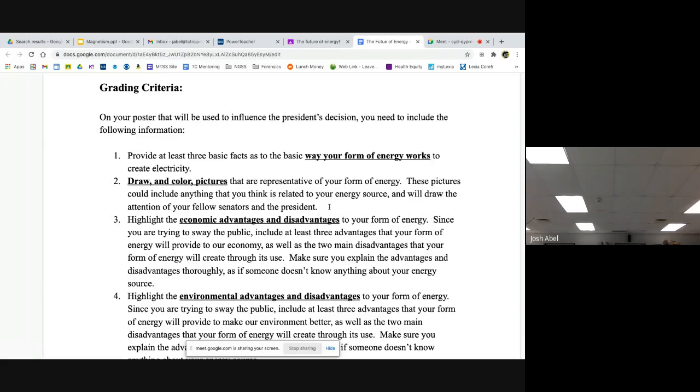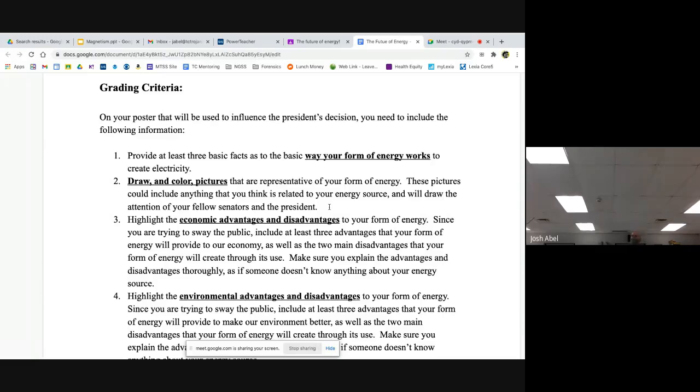Number 2, you need to have colored pictures. You're going to draw them and color them so that they are representative of your form of energy. Pictures can include anything that is related to your energy source and will draw the attention of your fellow students. Remember, we are going to be voting on these, and there always is a prize involved when you are the senator that has the best project. Also, I will be hanging some of these up around the classroom, on the door outside, some of that kind of stuff, so everybody else gets a chance to see them. Questions so far?